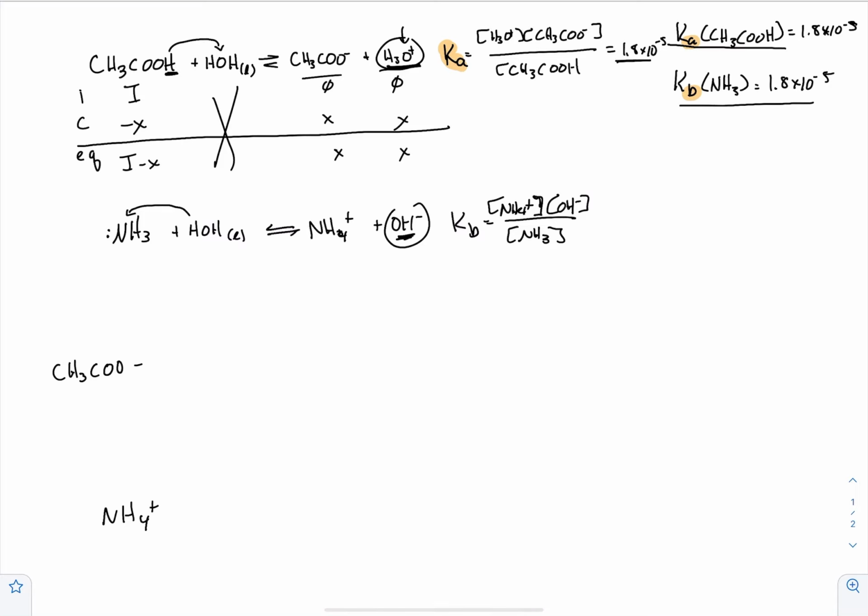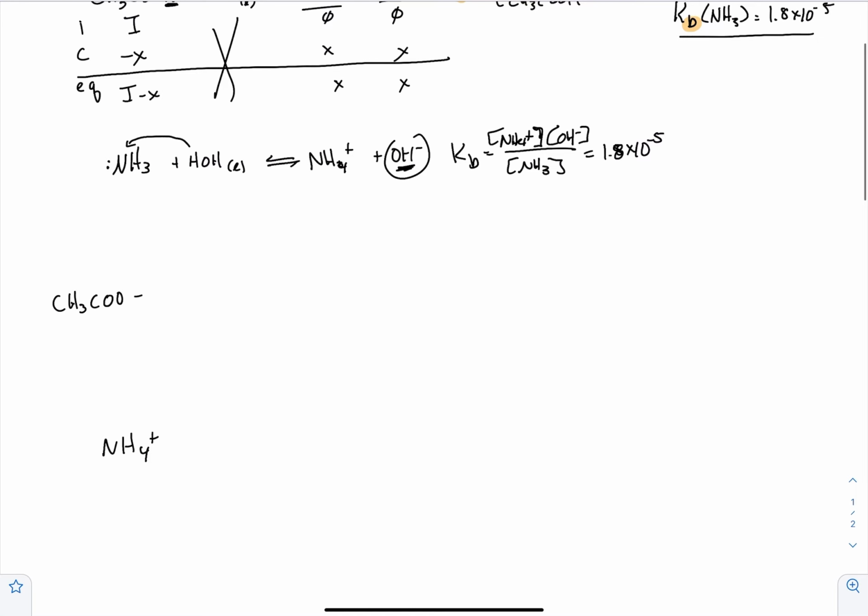It's actually very useful to go ahead and write this down before you fill out the ICE chart also. 1.8 times 10 to the minus fifth. Just writing it down and having it all there. Then when you finish the ICE chart and you look up, you can kind of see what you do next.